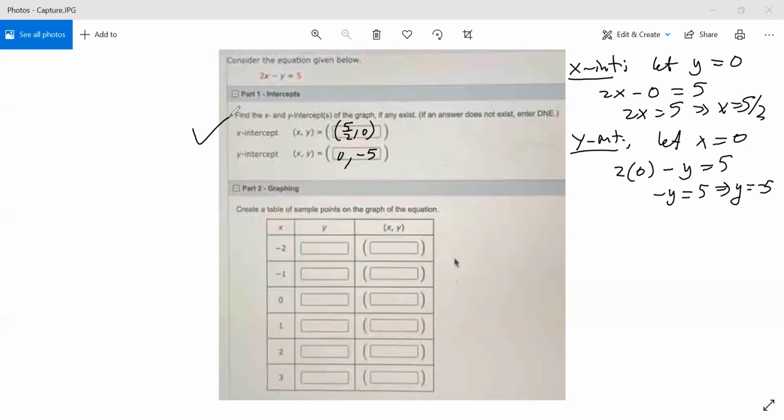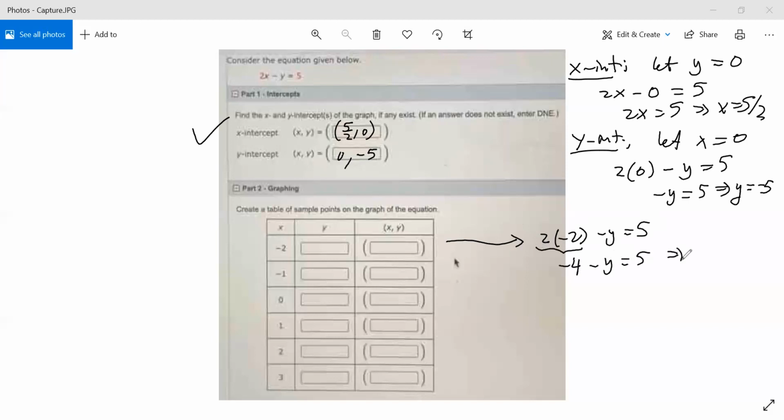Now to make a table, right? To make a table, you pick some x values and you plug those x values into the equation. So I'm going to show you a couple of them here. Let me show you the first one. x is negative 2, right? That's given. So I plug it into the x and then I find the y value by solving this. This is negative 4.